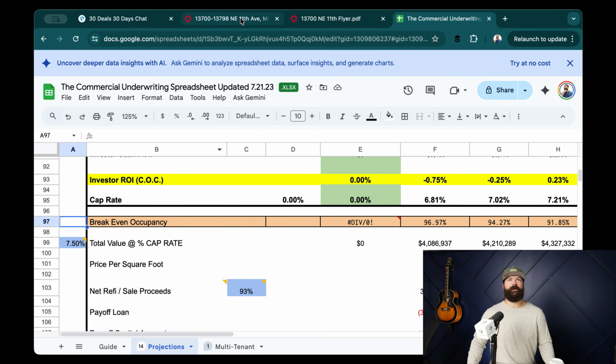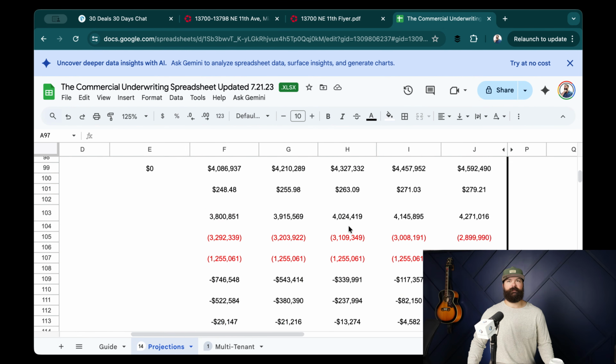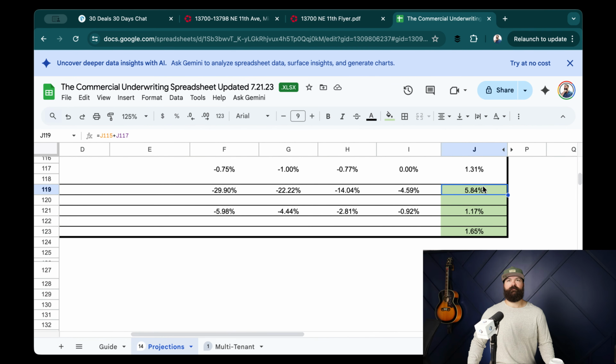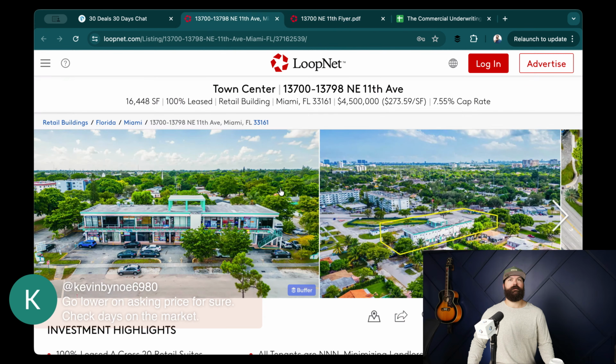And then if they're asking a 7.5% cap rate today, I would expect a 7.5 cap rate on the exit. 5% cash-on-cash returns, right? So Kevin is saying go lower on the asking price for sure. Check the days on market. Let's see what we've got.